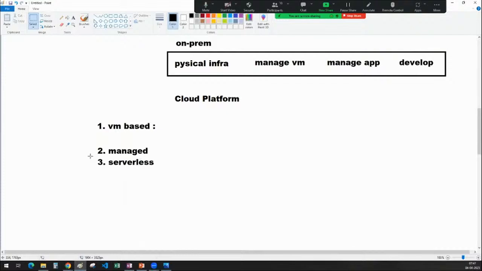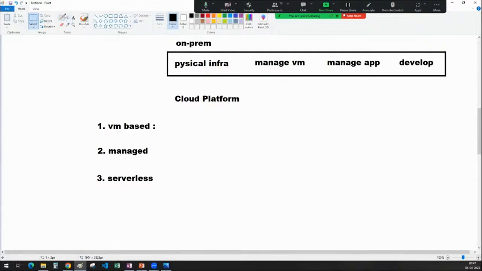Okay, very important thing, guys. No one will tell this point, but you have to understand, because somewhere you are seeing VM based services, somewhere you are using managed services, somewhere you are using fully managed serverless platforms. So now you will be able to understand the concept of this one.